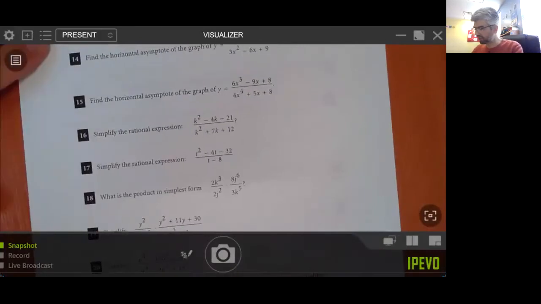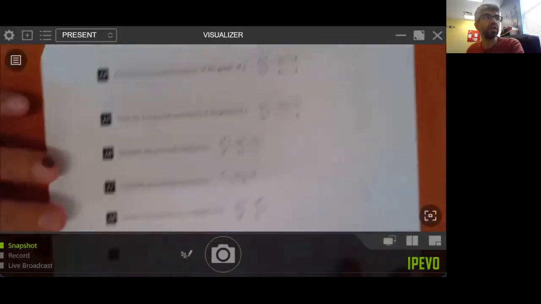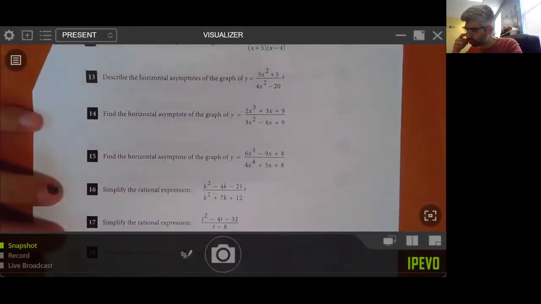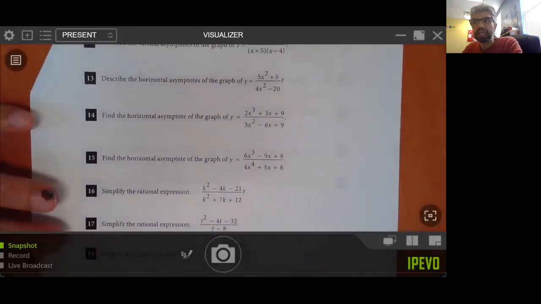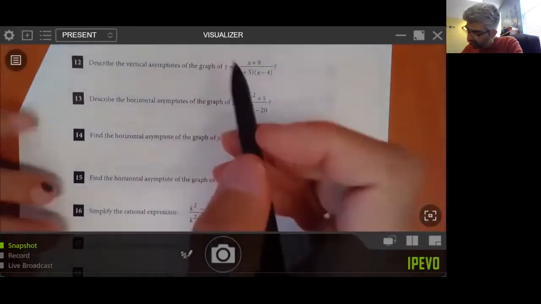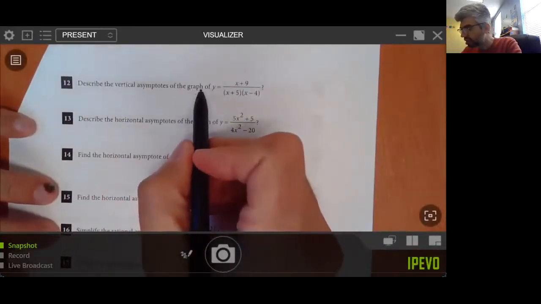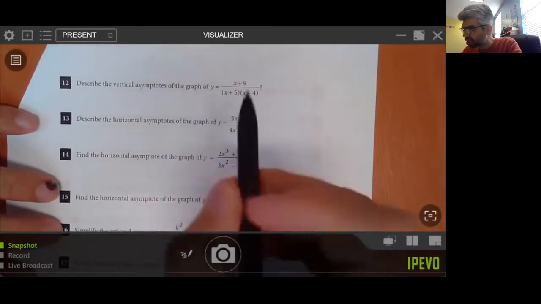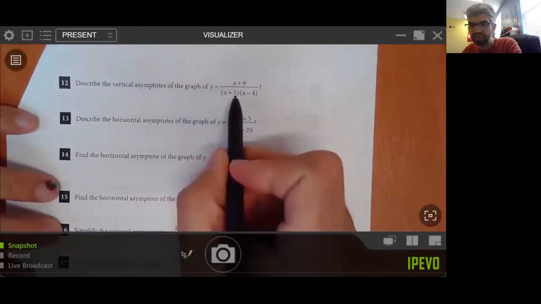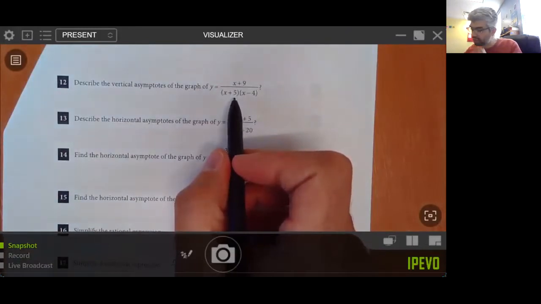Number 12, and we have started rational expressions. Wow. We have to be the master of factorization here, guys, okay? Vertical asymptotes of the graph. How were we finding the vertical asymptotes of the graph? The roots of the denominator give the vertical asymptotes, right? Basically. And this is number 12.